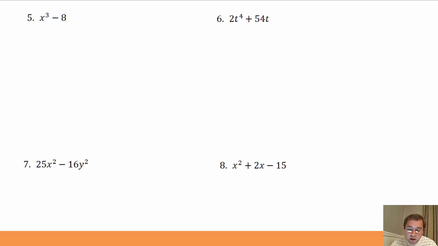So number 5, x cubed minus 8. Greatest common factor is again 1. It has two terms. This time x is cubed, so I'm going to do a difference of cubes. How do I know it's a difference? Because x cubed and 8 are subtracted. So this is a difference of cubes.